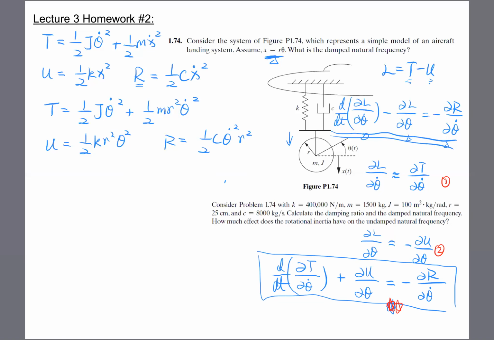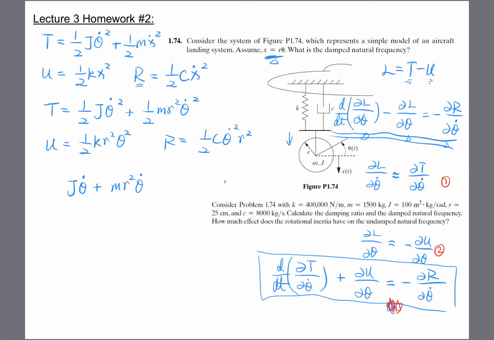The benefit of this new equation is that you can have fewer calculation errors, because you don't have to write out your L. You just directly calculate the derivatives of the T and U terms. Let's check if that's correct. The first one is partial T, partial velocity. So it becomes J theta dot plus m r squared theta dot.